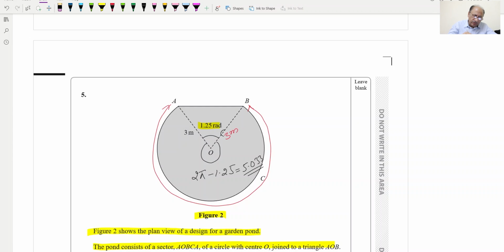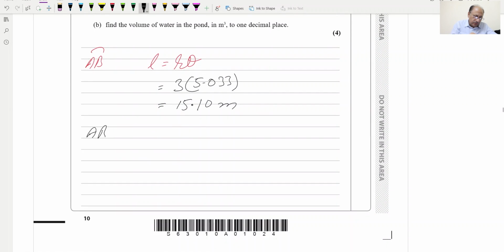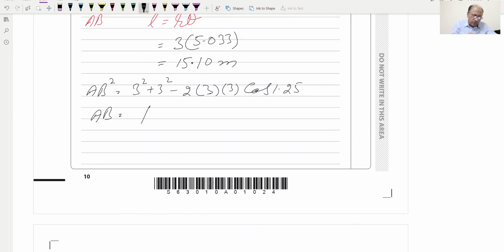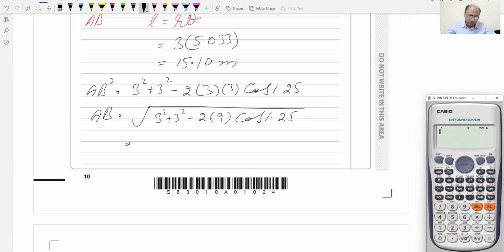Basically now we require this length AB, and AB length we can find by the cosine rule. So AB squared will be equal to one side squared plus other side squared minus 2 into one side and other side into cos of angle 1.25 radians. And AB will be equal to the square root of 3 squared plus 3 squared minus 2 into 9 cos of 1.25, and we can calculate. Your calculator should be in radian mode, and we'll have to switch to radian mode, and then we can calculate.